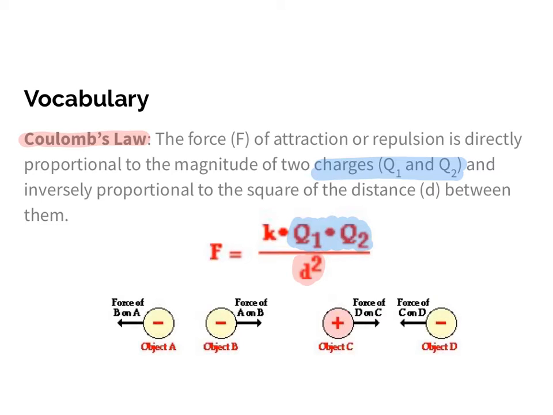Last thing to note here is that this does find the magnitude of the forces. So always remember the basic law of electrostatics, that if we have like charges, they will repel, opposite charges, they will attract. This equation doesn't really need to be used to figure out whether it's attraction or repulsion. That's something we should already know.